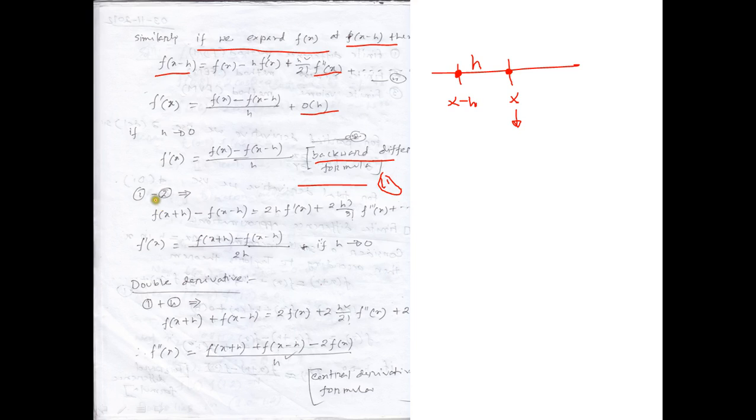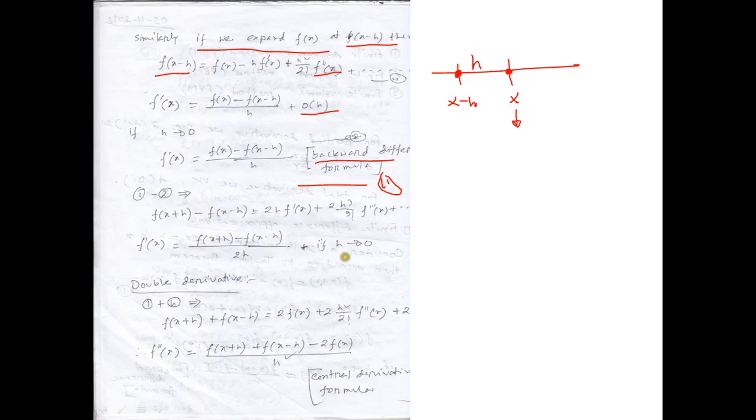So if we subtract this equation from the forward difference equation, then f of x plus h minus f of x minus h gives 2h f prime x plus something like that. Then we have got f prime x equal to f of x plus h minus f of x minus h, divided by 2h.